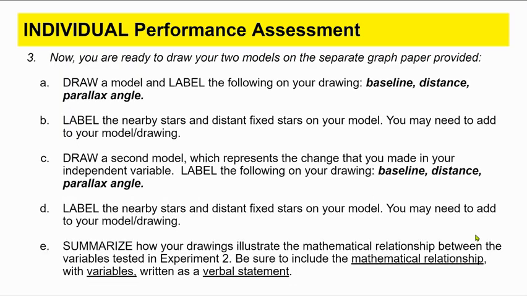And then drawing your 2 models, making sure that you label the baseline, distance, and parallax angle, as well as the nearby and distant fixed stars. Drawing a second model that represents the change that you made in your independent variable, and again, labeling all 5 key parts. And finally, summarizing your drawings and how they illustrate the mathematical relationship between the variables tested. Your summary should include 3 components: the mathematical relationship, with variables, written as a verbal statement.